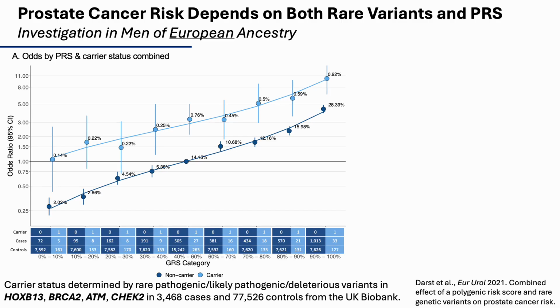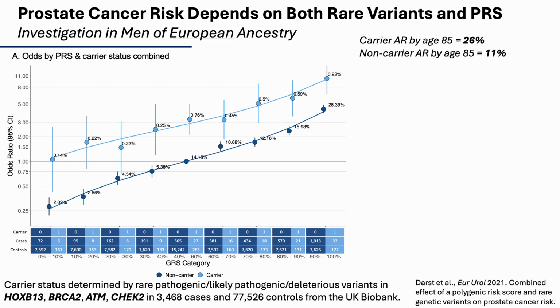So in this figure, on the x-axis, we're showing the PRS categories. On the y-axis, we're showing odds of prostate cancer. In the light blue, we're showing odds of prostate cancer in carriers. And in the dark blue, we're showing odds of prostate cancer in non-carriers. So you can see, for instance, that the odds of prostate cancer in non-carriers who have a high PRS are about the same as what we see in carriers who have median PRS. It's right about threefold higher than what we see in non-carriers who have median PRS.